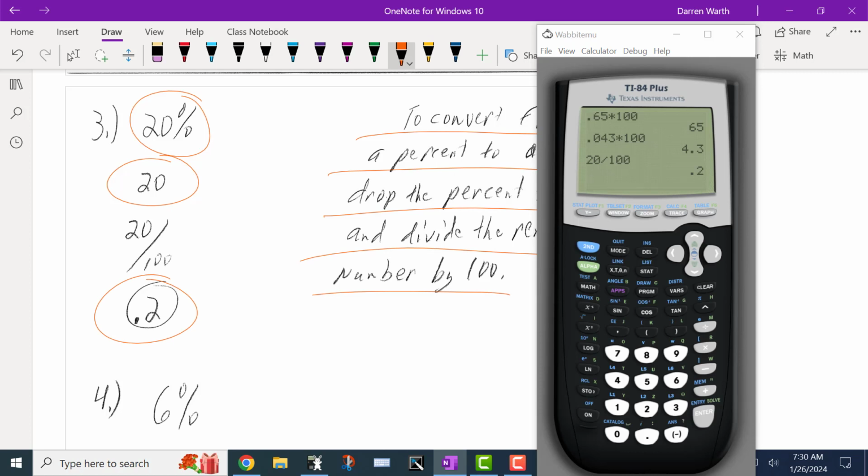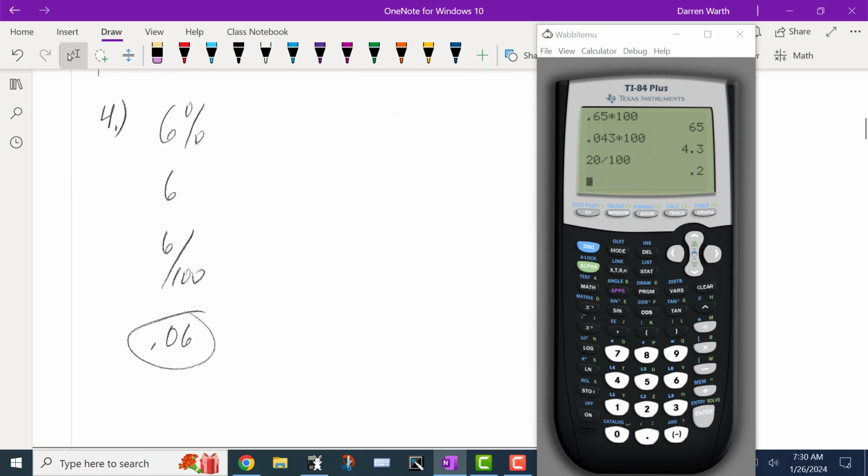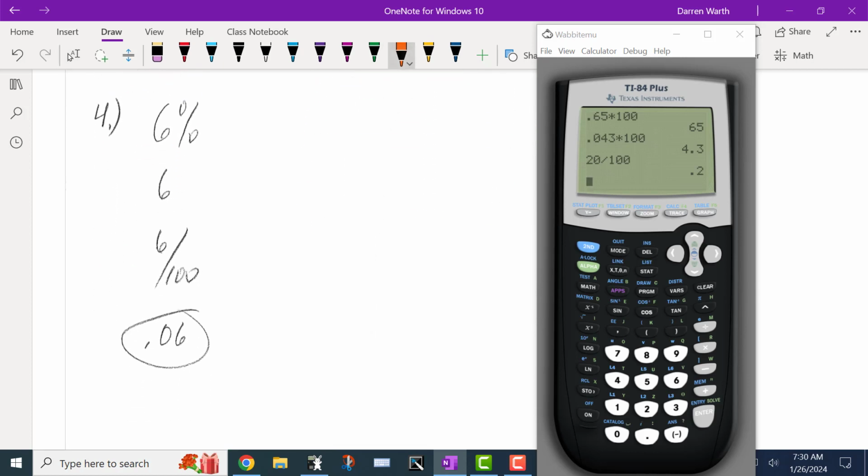Same thing on number 4. We're going to drop that percent sign. So notice, here's my 6%. I drop the percent sign, so I get 6. I take my calculator and do 6 divided by 100. And when I do that, I get 0.06. And now I've converted that percent to a decimal.